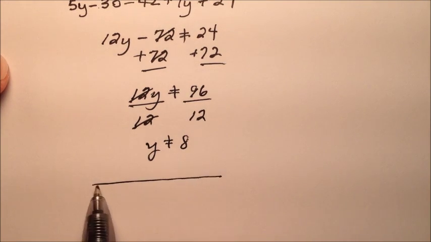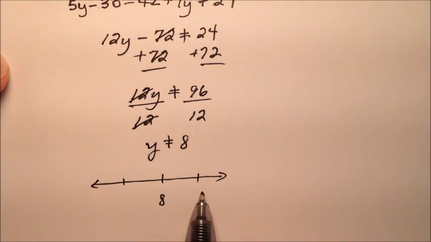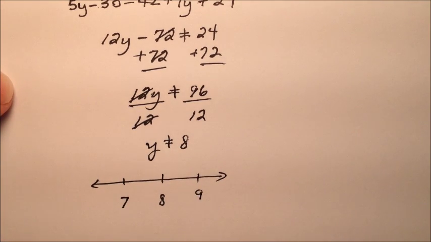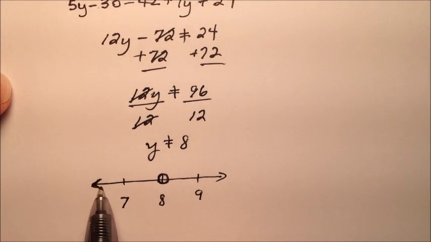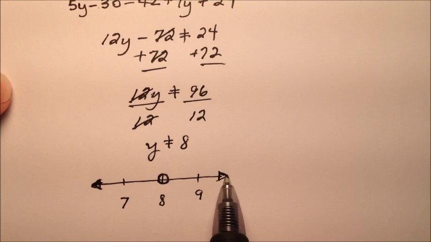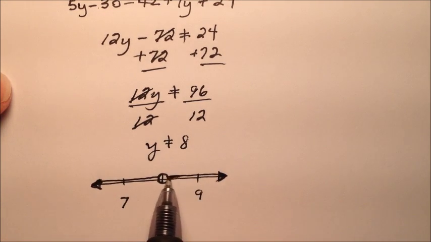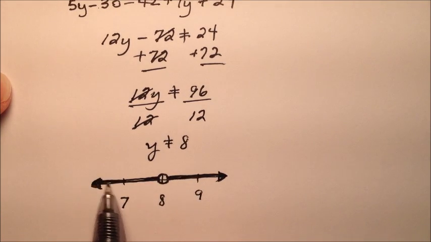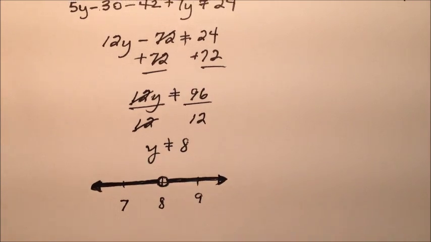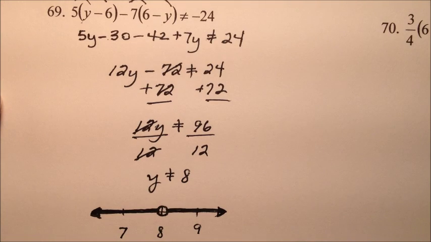So when we graph this, we'll have 8 in the middle because that's the value we care about. And we'll always go 1 to the right and 1 to the left. So it's an open circle at 8 since it's not equal to 8. And recall that if it's not equal to 8, it could be anything else. So we're going to shade everything else on this number line. So there we go. The solution for number 69 is y is not equal to 8, and it's going to be an open circle at 8 with lines extending indefinitely in both directions.